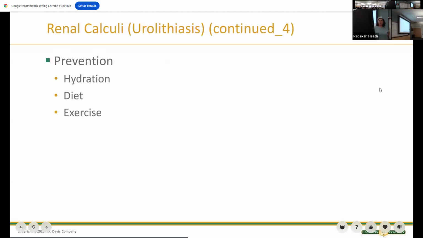What's next? Okay, so prevention. How do we prevent them? If we've identified the patients who are more at risk, what are we going to do? Well, we're going to make sure they're really well hydrated because we know if their urine is more concentrated, it's more likely to build a stone. We're going to talk about diet.